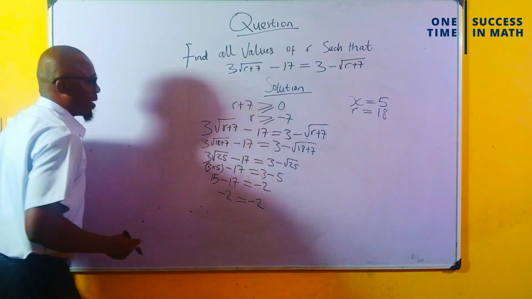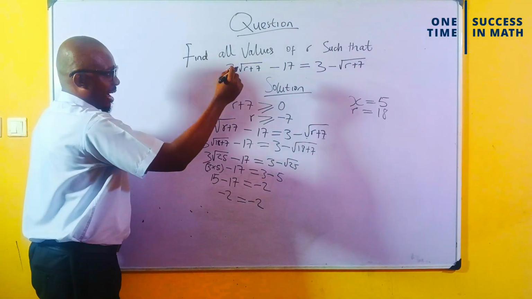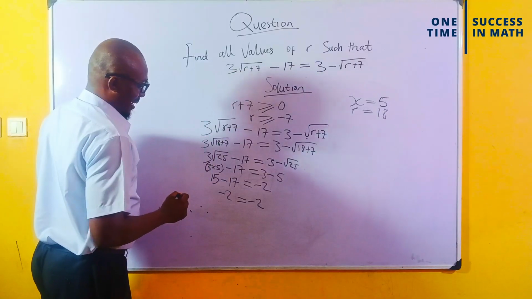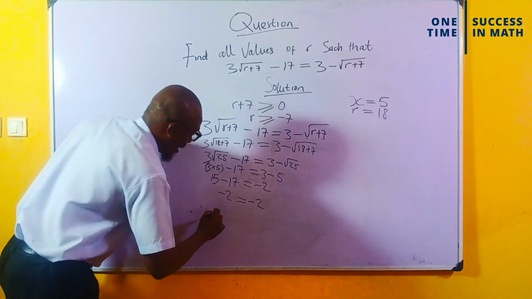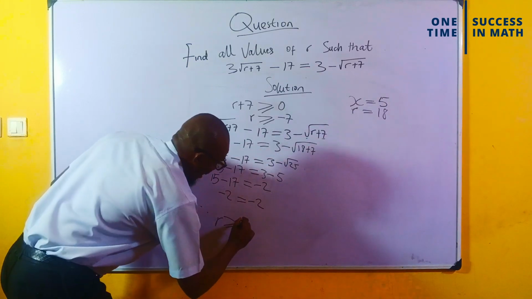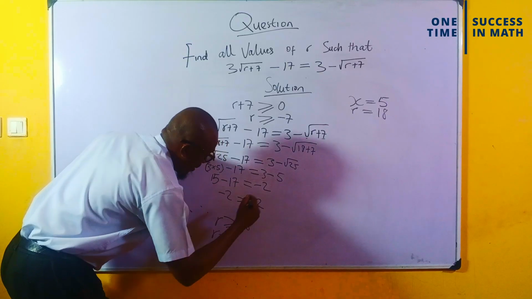Therefore, we can confidently say that the value of r that will make this equation correct is actually r equal to 18. Our r is 18.